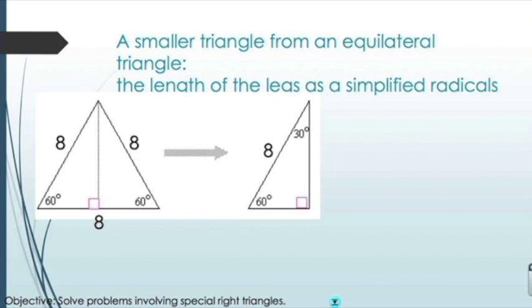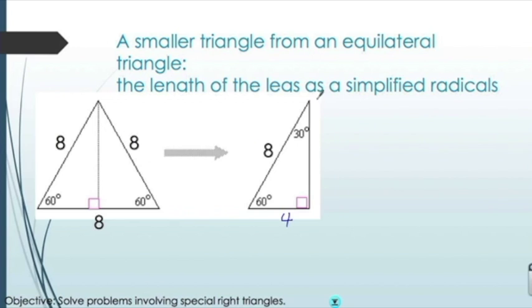The length of the legs as simplified radicals. So if we started with an equilateral, we know that we have 8 there. And so then what does that mean for this leg? Well, this leg is going to be 4. It's half of 8, right?